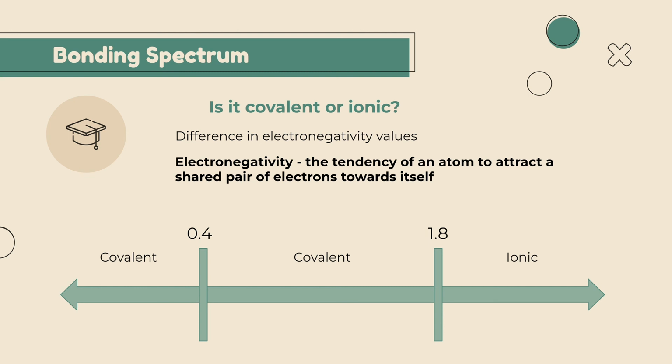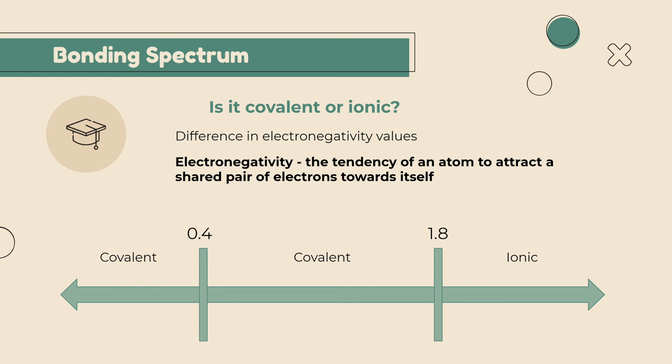Another way to tell if a bond is covalent or ionic is to find the difference between the two atoms' electronegativity values. Electronegativity does sound like a fancy word, and it can be hard to understand. But a simple definition is that an atom's electronegativity value is the tendency of that atom to attract a shared pair of electrons toward itself.